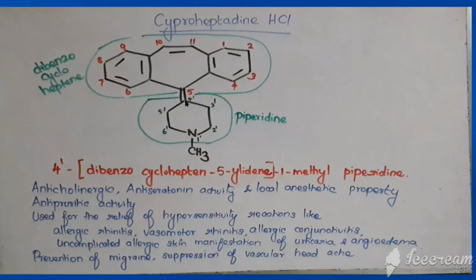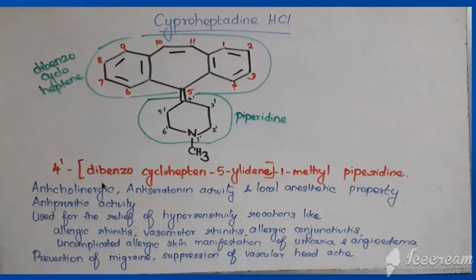That's why it can be called 4-(dibenzocycloheptene-5-yl. Fifth position is attached with it. That's why 5-yl. But here this is connected to the ring by means of double bond. So that's why it is called 5-ylidene. Close the bracket. 1-methylpiperidine.